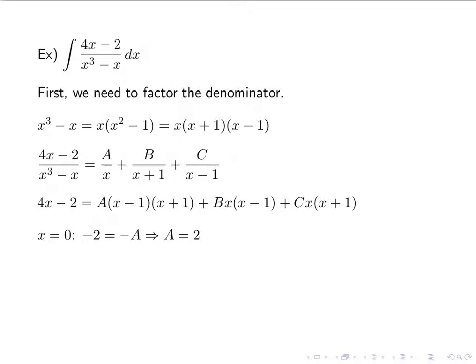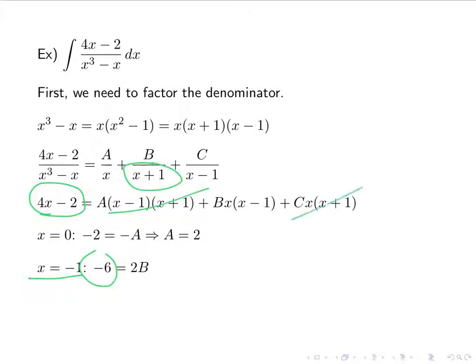And then we do it for the next one. So if x plus 1 equals 0, then x is negative 1. If I plug it into the left-hand side, I get negative 6. Again, if x is negative 1, this is 0, and I'm just left with my b's. And I have b times negative 1 times negative 2, which is positive 2b. And that gives me that b is negative 3.